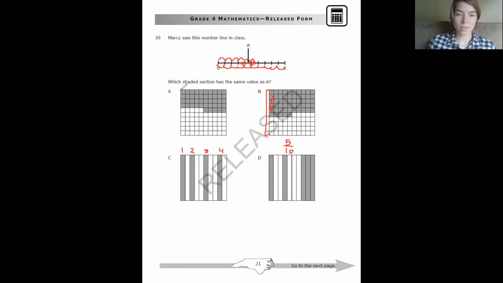If we look at answer choice A, 1, 2, 3, 4 rows, 4.5 rows. So that would put us at 4.5, which is right where we said n was. So answer choice A lines up well with this number line.